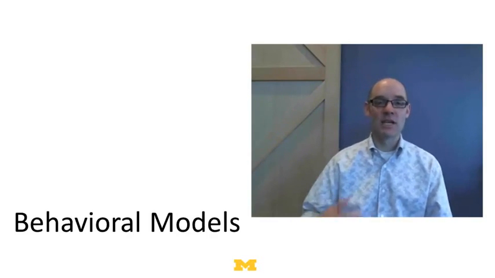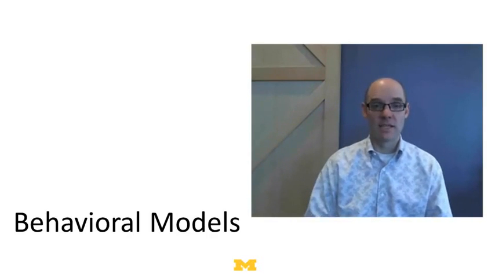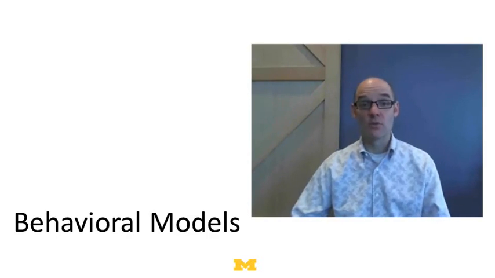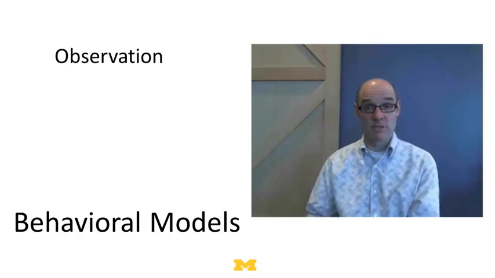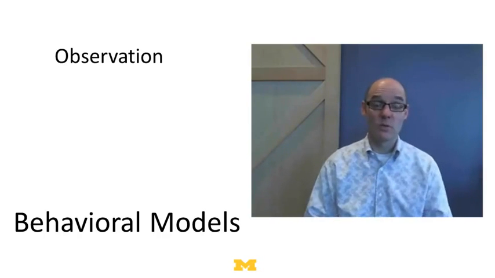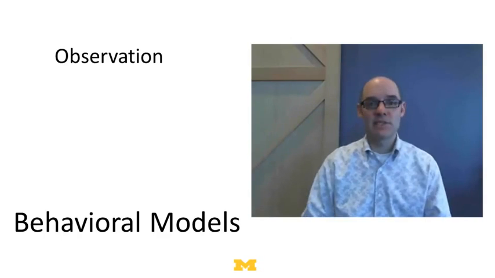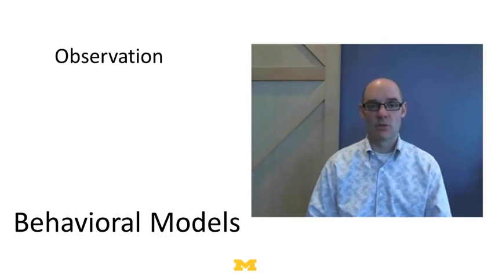Now behavioral models are critical of the rational actor assumption. And they're critical for two reasons. One is there's a lot of observations, there's a lot of data from experiments in the laboratory and from just looking at the real world that people seem to systematically deviate from optimal choices.